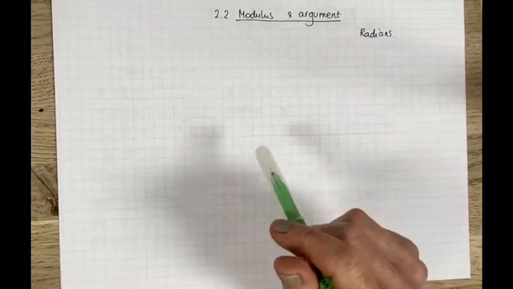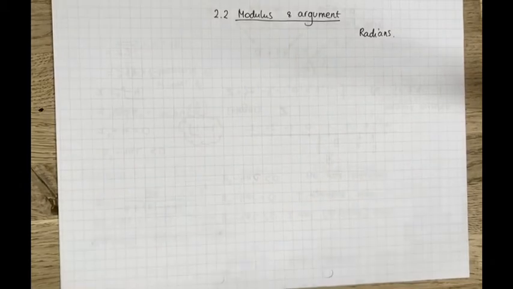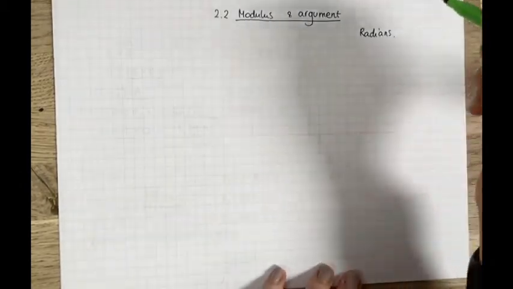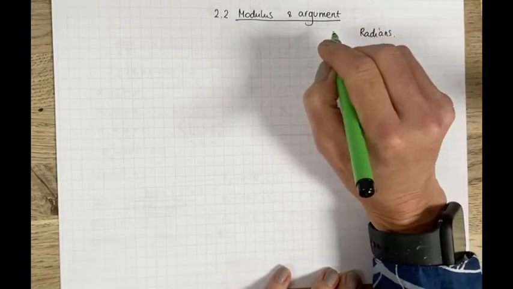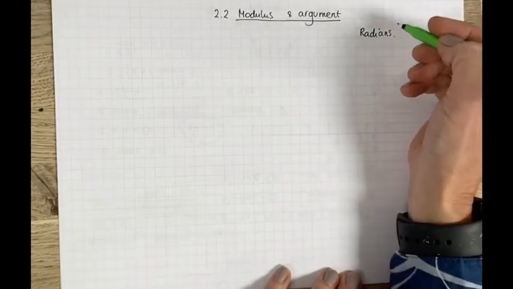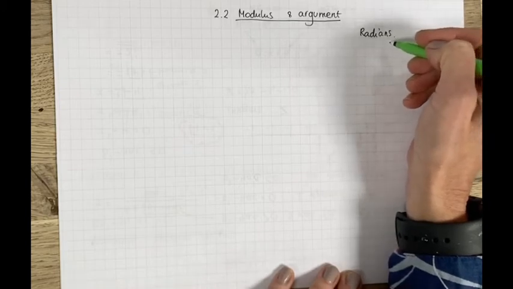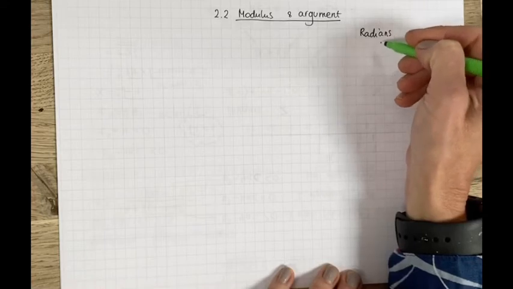Section 2.2, Chapter 2, Modulus and Argument. Before we actually introduce what modulus and argument of a complex number are, let's talk about radians. Radians are just a different unit of angle, a different way of measuring angles.